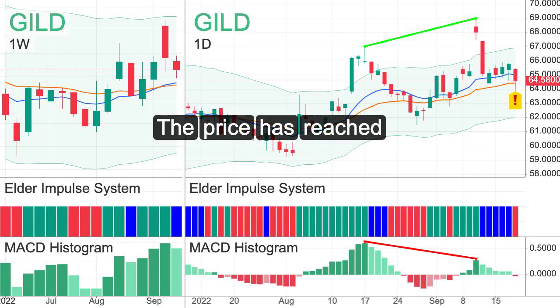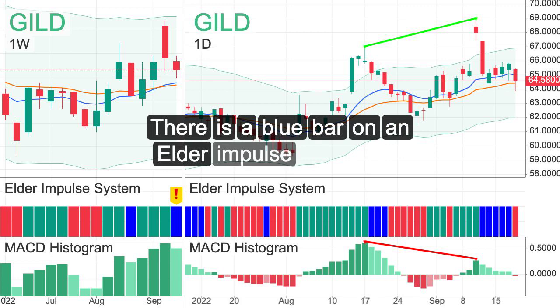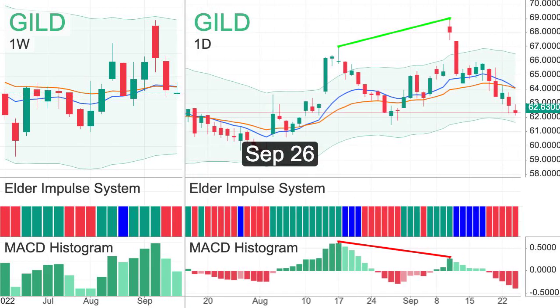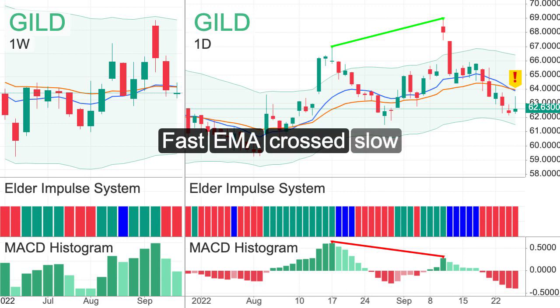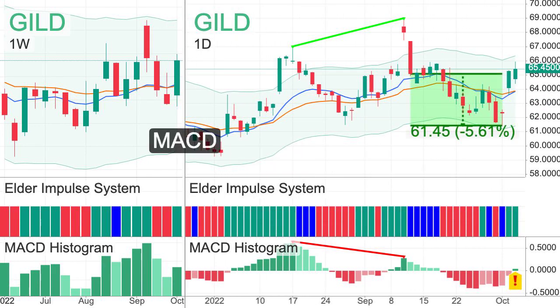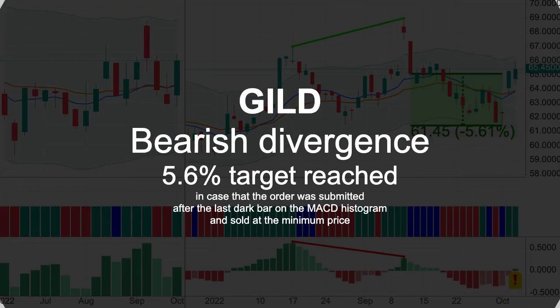The price has reached a point below the value zone. There is a blue bar on an Elder impulse system on the weekly chart. Fast EMA crossed slow EMA. MACD histogram crossed the zero line. 5.6% target reached.